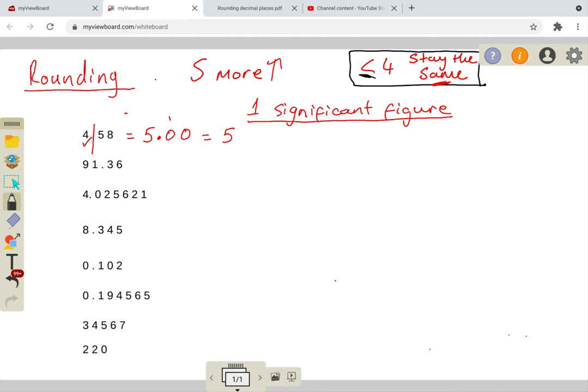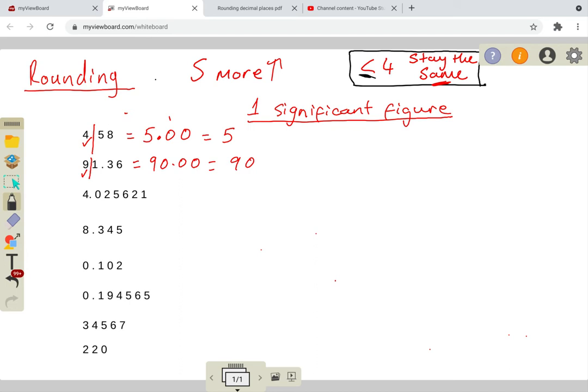Okay, next one to one significant figure, 9 is significant. Draw a line. The number next to it, is it 5 or more? Nope. So 9 stays the same. Rest of the numbers turn to 0. So you can just write that as 90.